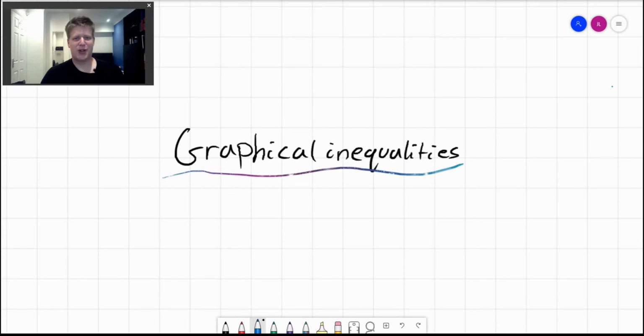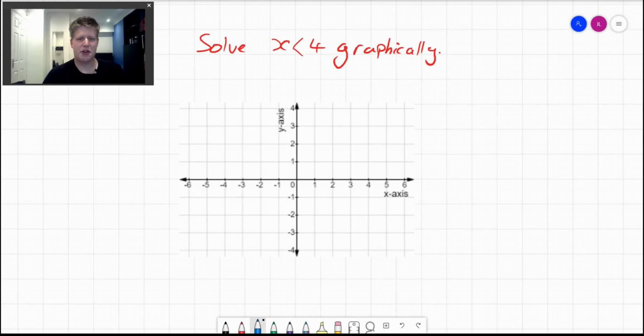Now that we've looked at solving linear inequalities, let's look at some graphical inequalities. Here is a typical graphical inequality question. It's asking us to solve the inequality x is less than 4 graphically. And what that means is that on our axes here, what area of the axis will the x-coordinate be less than 4? To solve this, you always do the same.